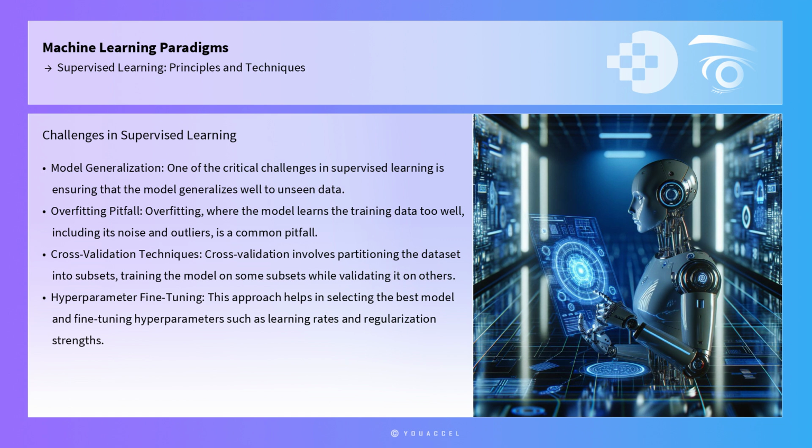One of the critical challenges in supervised learning is ensuring that the model generalizes well to unseen data. Overfitting, where the model learns the training data too well, including its noise and outliers, is a common pitfall. Techniques such as cross-validation are employed to mitigate overfitting. Cross-validation involves partitioning the dataset into subsets, training the model on some subsets while validating it on others, and iterating this process to ensure that the model performs consistently across different data splits. This approach helps in selecting the best model and fine-tuning hyperparameters such as learning rates and regularization strengths, which control the complexity of the model.